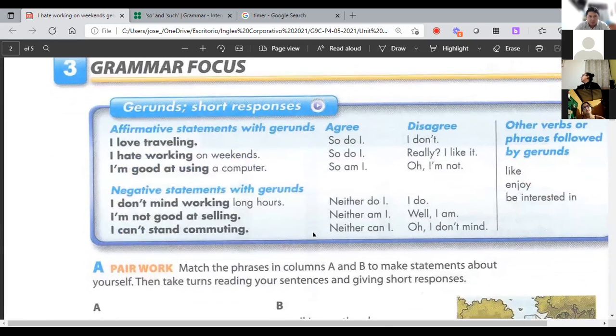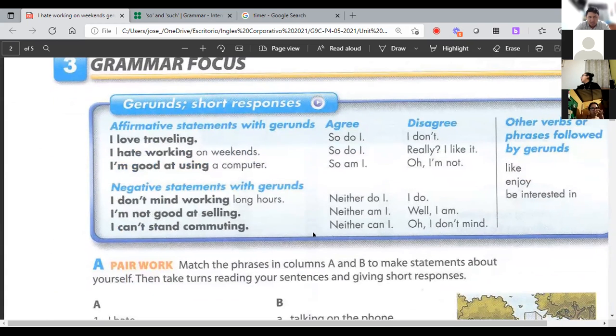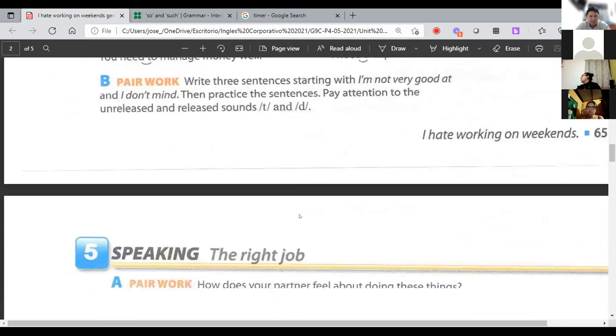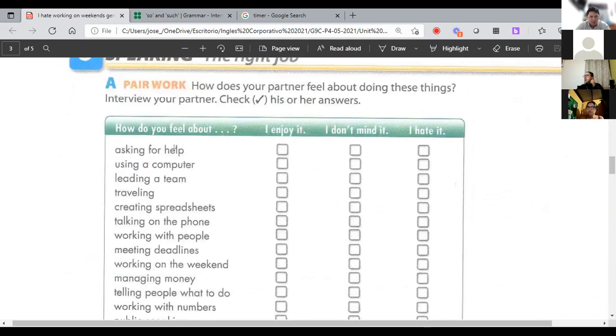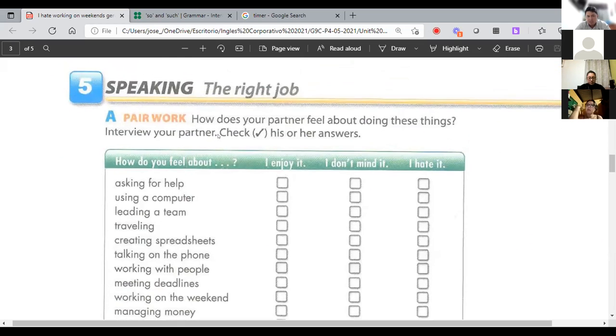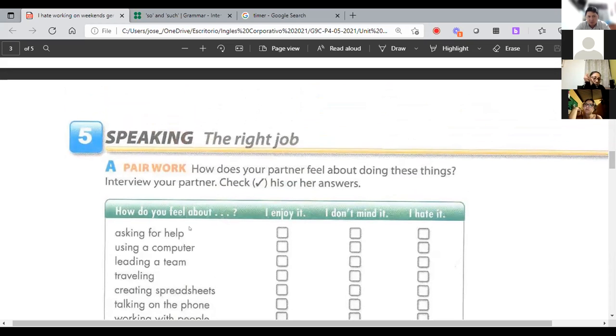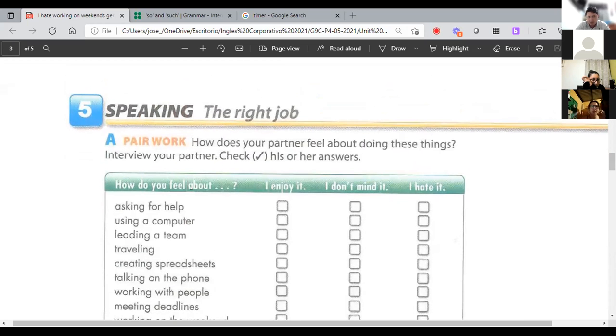Ok, entonces, en resumen, esos son los ING. Of course, we're going to continue practicing next class. With this, aquí mire lo que yo quería enfatizar. Por ejemplo, how do you feel about asking for help? How do you feel about using a computer, leading a team? Después de una preposición que sea como for, about y todo eso, el verbo tiene que ir en ing. Esa es una regla general del inglés. Por eso que aquí tenemos feel about, asking, using, leading, traveling, creating, talking. Si estuviera el to, usted diría, I like to, tal cosa, ¿verdad? Or I'm good at, tal cosa.